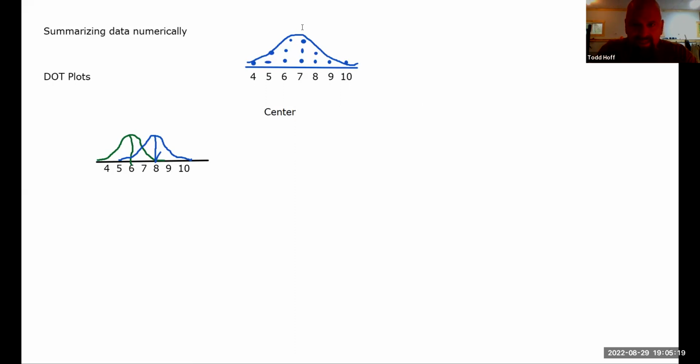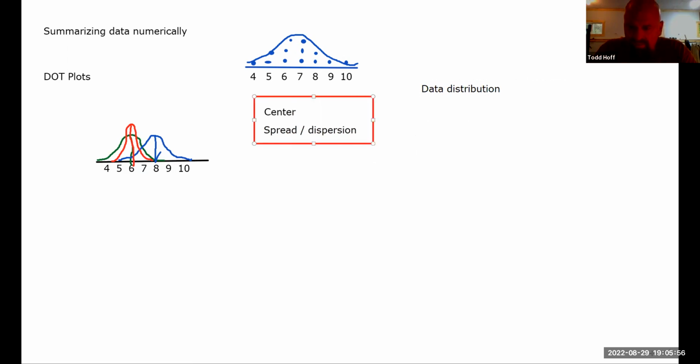And then the second thing that can change, let's compare that green curve again to this new red curve. They both have a center over 6. They have the same center, but the red one is less spread out. So spread, some textbooks use the term dispersion, is the second thing that describes these curves. And so these curves are representing a data distribution. And so we can summarize the distribution of that set of data by quantifying those two quantities, center and spread. So let's look at different measures of center.